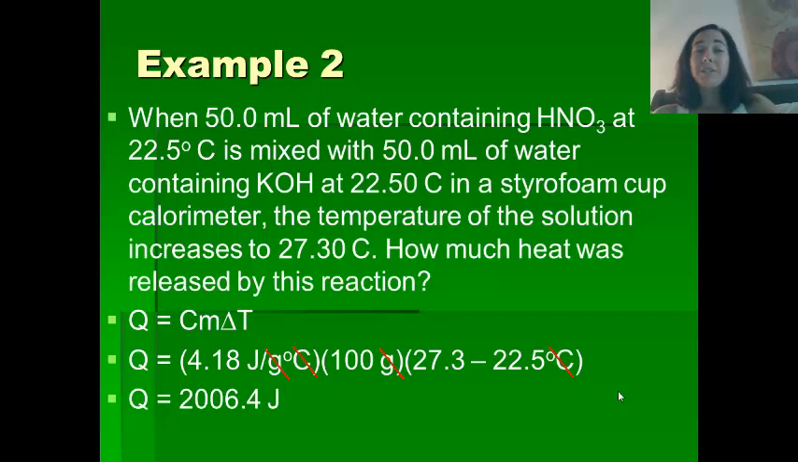So hopefully that gets you started with thermochemistry. I've given you the units to measure heat with, we've looked at endothermic and exothermic processes, and we've looked at how to calculate the amount of heat that moves.